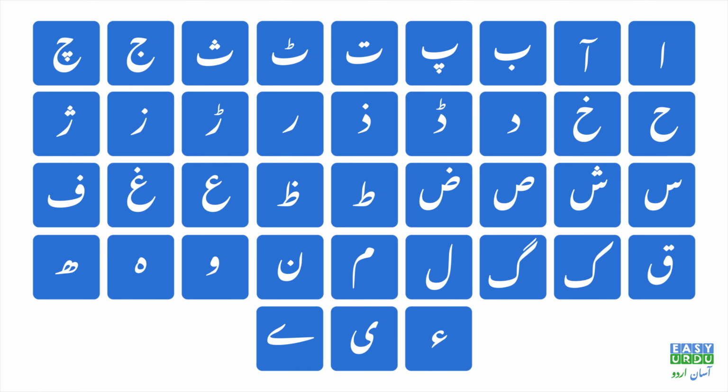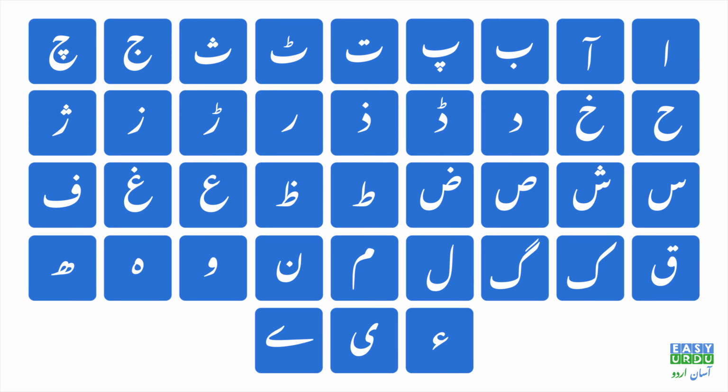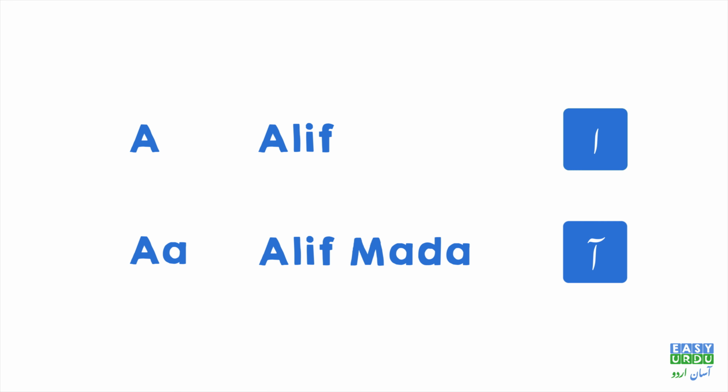Now we are going to learn the sound of Urdu alphabet. First letter is Alif. In English it sounds like A. Second letter is Alif Madda. In English it sounds like double A.